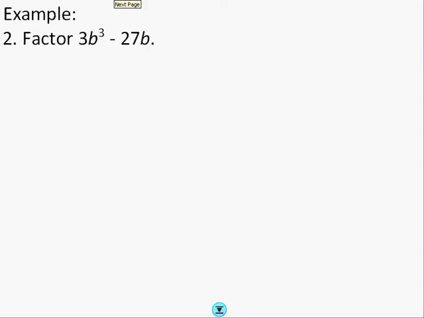Alright, moving right on. This one's slightly more complicated than the previous ones. You'll notice that 3b cubed is not a perfect square, neither is 27b. You might throw up your hands and say, this cannot be factored as a difference of squares. However, as we've said all along, the first thing we always want to check for is to see if we have a greatest common factor. 3 goes into 3 and 27. b goes into b cubed and b, so I'm going to factor out 3b.